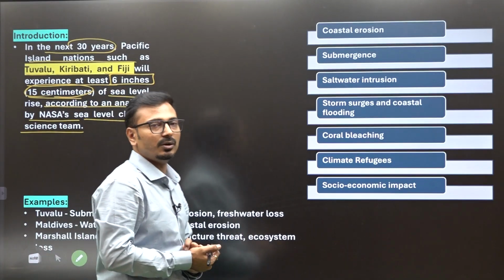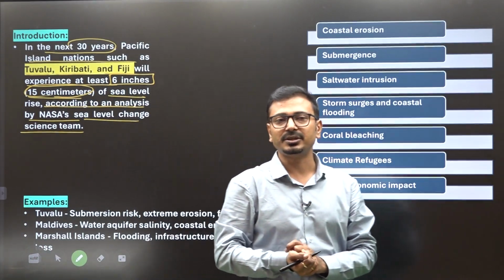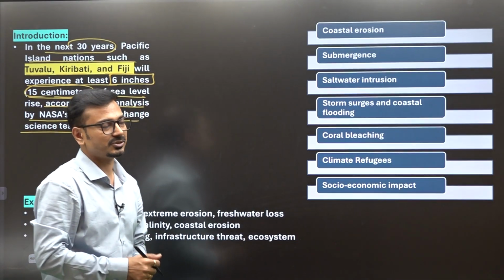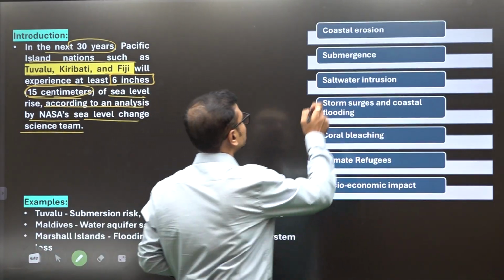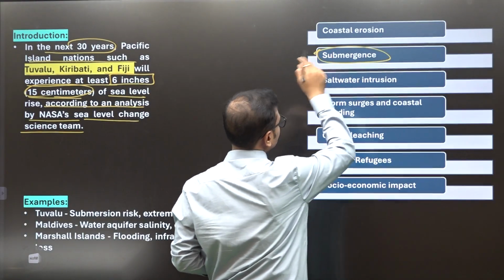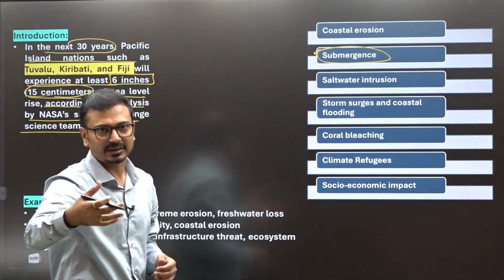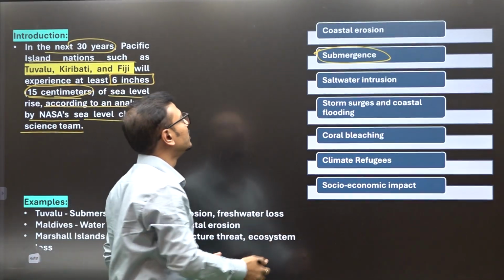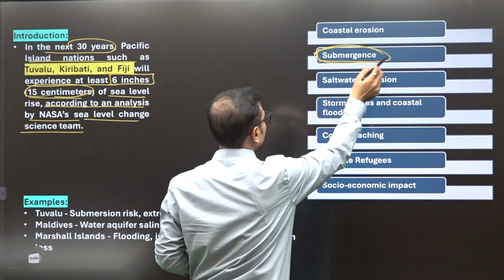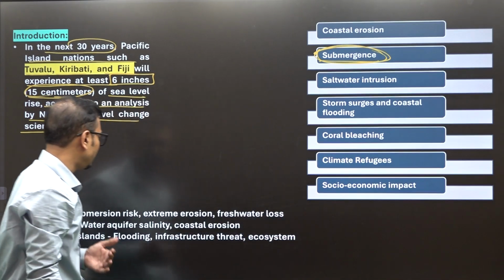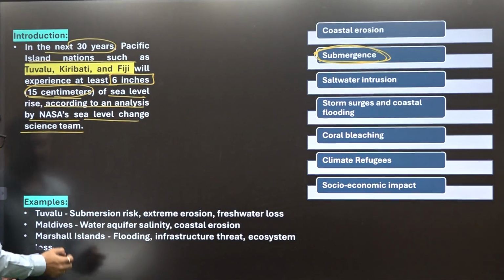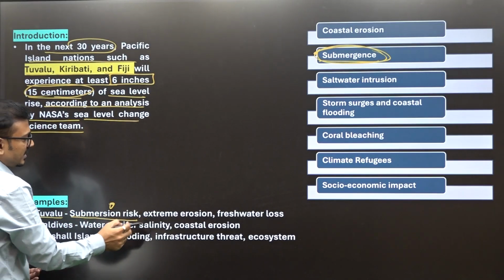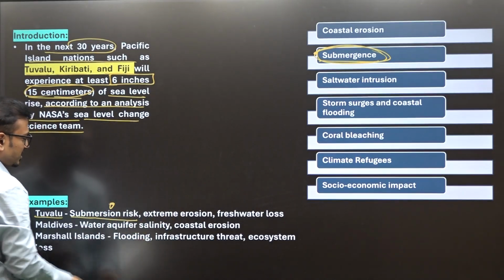Now, what kind of aspects can we mention when discussing how it is going to impact these island nations? First we can talk about submergence, the striking point that comes to our mind whenever we say sea level rise. Yes, we can write that submergence is the first aspect. You can give one example here. We can say that Tuvalu's submersion risk is there, and various other aspects are also there.